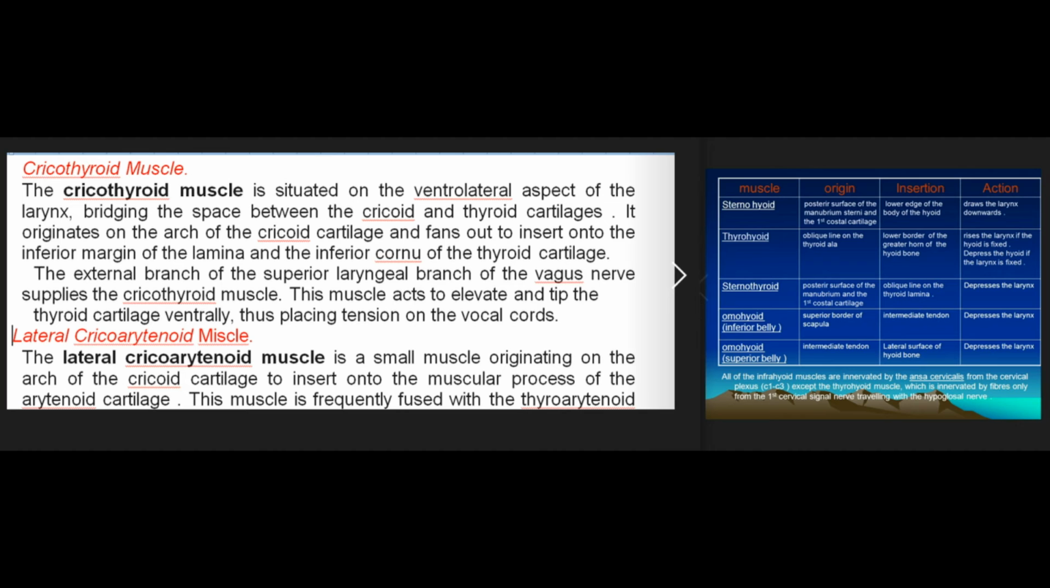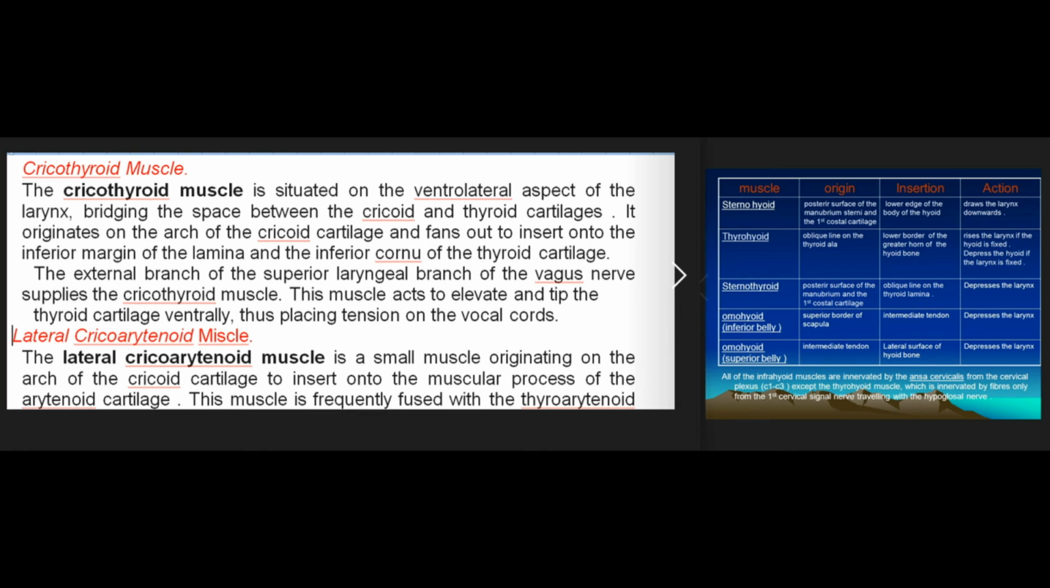Cricothyroid muscle. The cricothyroid muscle is situated on the ventrolateral aspect of the larynx, bridging the space between the cricoid and thyroid cartilages. It originates on the arch of the cricoid cartilage and fans out to insert onto the inferior margin of the lamina and the inferior cornu of the thyroid cartilage. The external branch of the superior laryngeal branch of the vagus nerve supplies the cricothyroid muscle. This muscle acts to elevate and tip the thyroid cartilage ventrally, thus placing tension on the vocal cords.